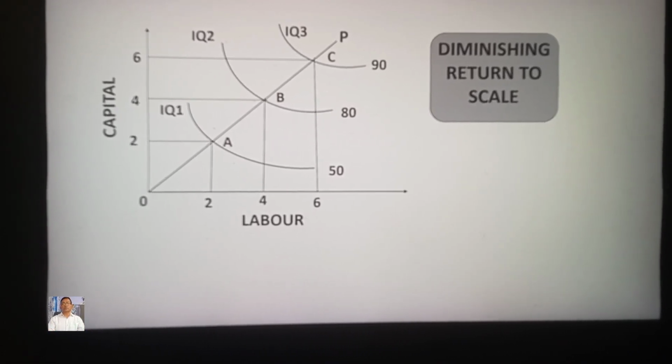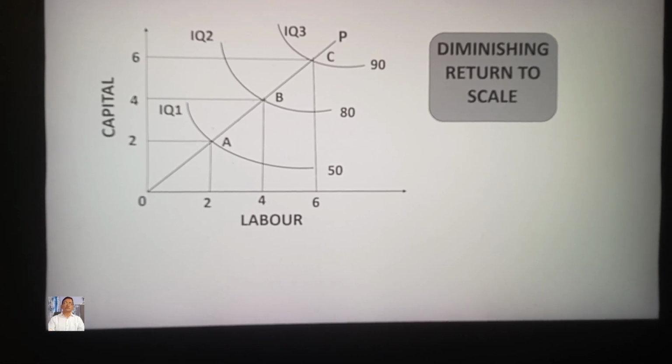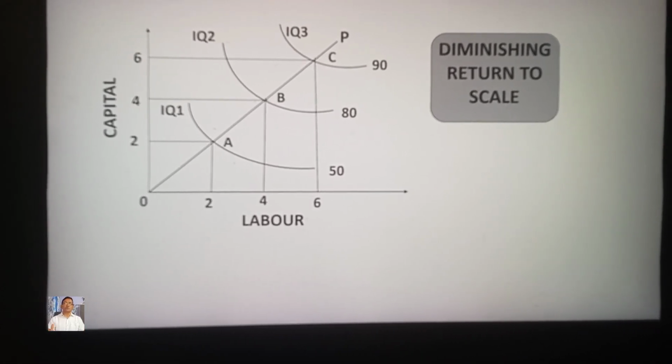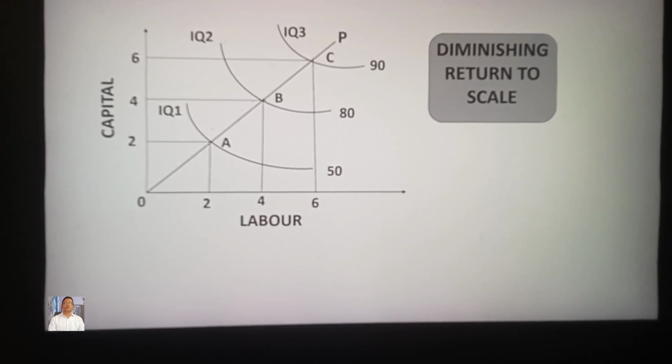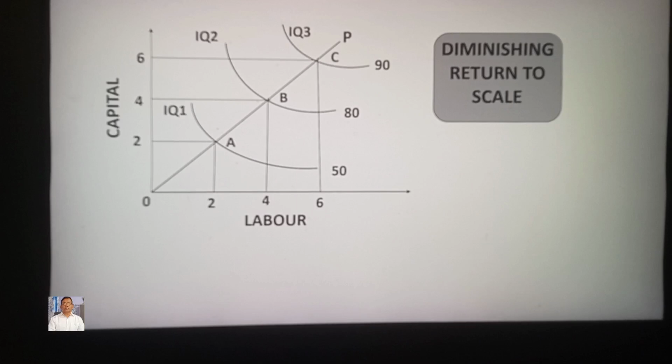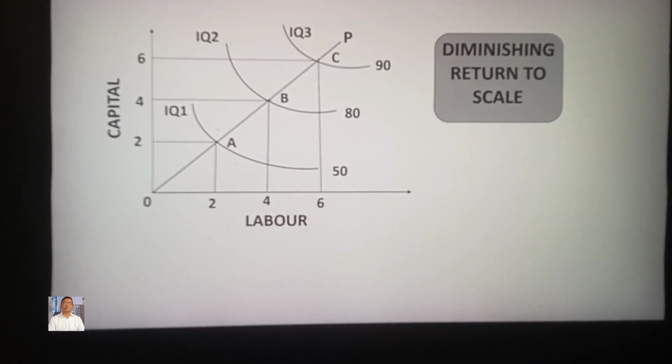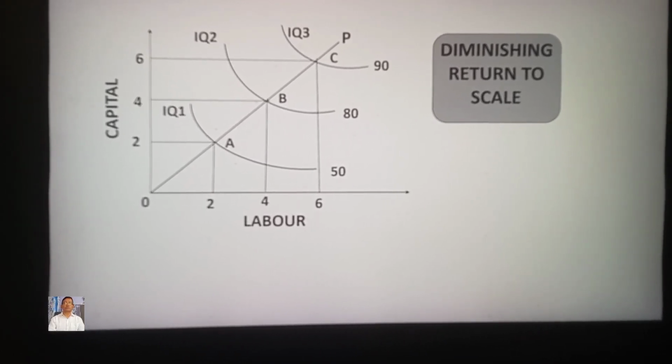Let us conclude. When factor inputs are used proportionately, that is increasing the production scale, output may increase more than proportionately, increase at the same rate as inputs, or increase less than proportionately.